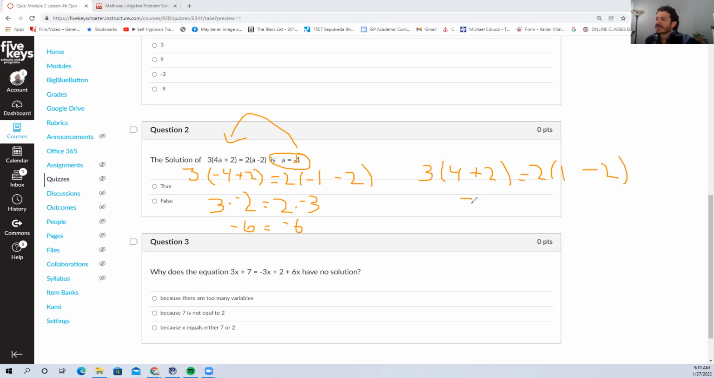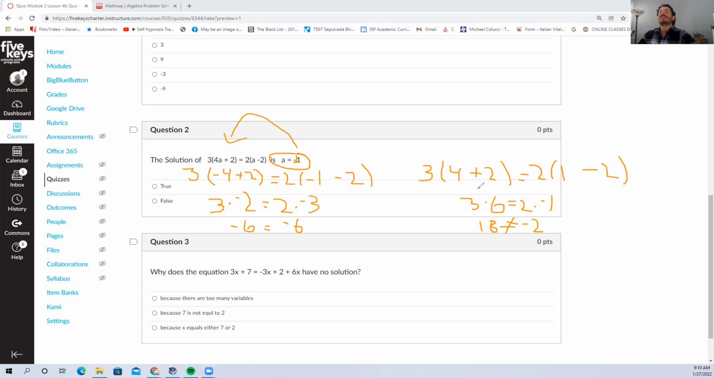This is 3 times 6 is equal to 2 times 1 minus 2 is -1. And I end up with 18 is very much not equal to -2. Okay, why did I take the time to do the other number?